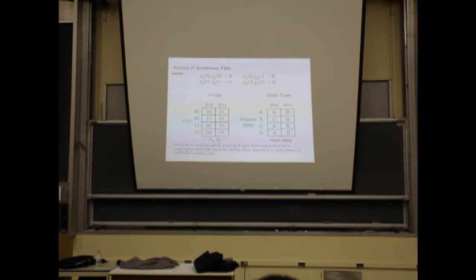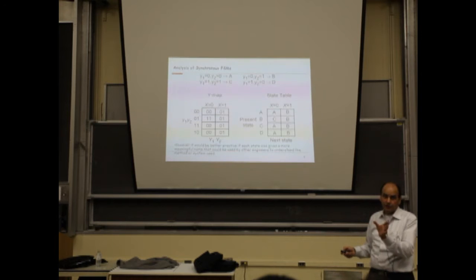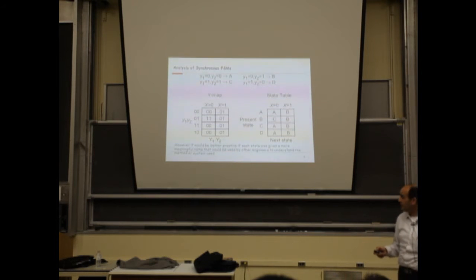So now instead of talking about state 0, 0, I talk about the state A and so on. So this is what we call the flow table. So we went from the state codes into flow table. When we do design, we go from flow table to state variables.